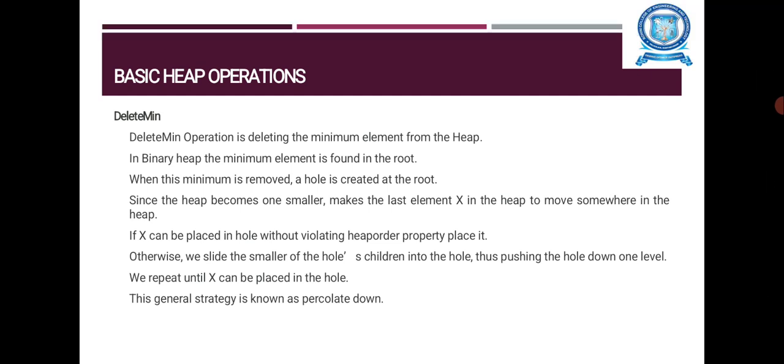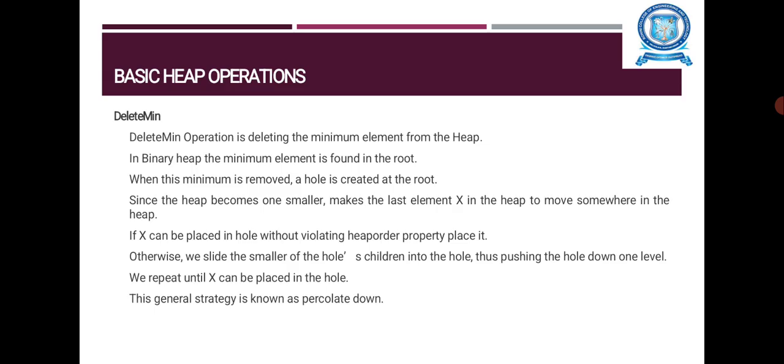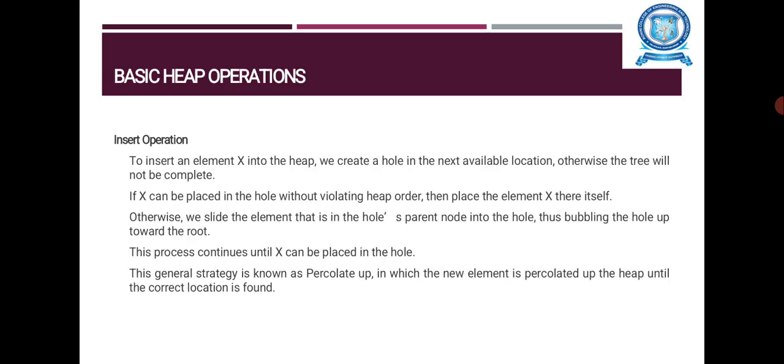Since the heap becomes one smaller, the last element x in the heap must move somewhere in the heap. If x can be placed in the hole without violating the heap order property, place it. Otherwise, we slide the smaller of the hole's children into the hole, thus pushing the hole down one level. We repeat until x can be placed in the hole. This general strategy is known as percolate down. The general strategy behind the insert operation is percolate up.